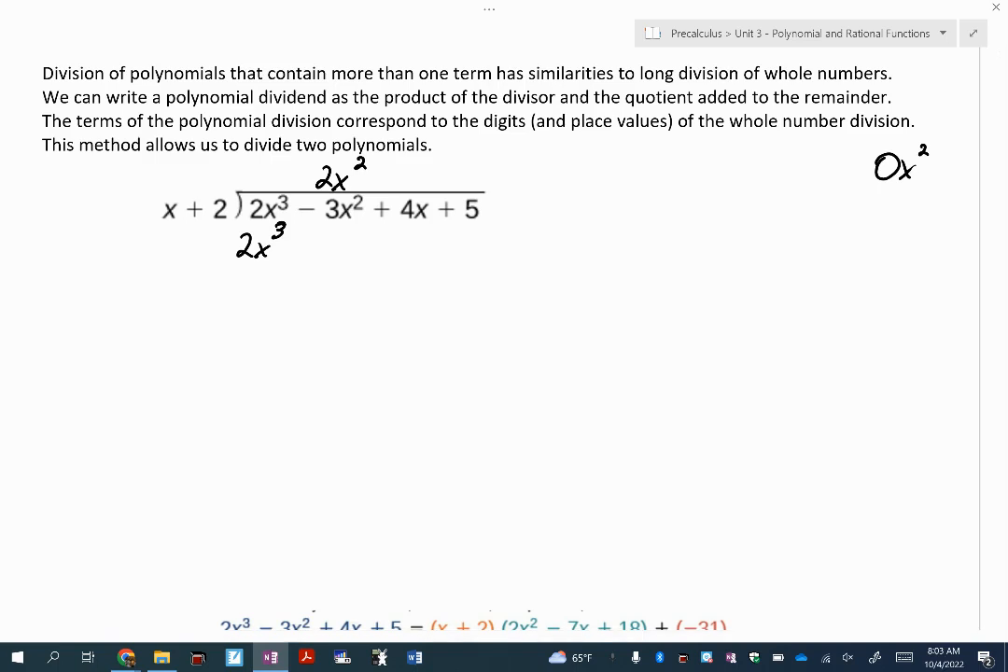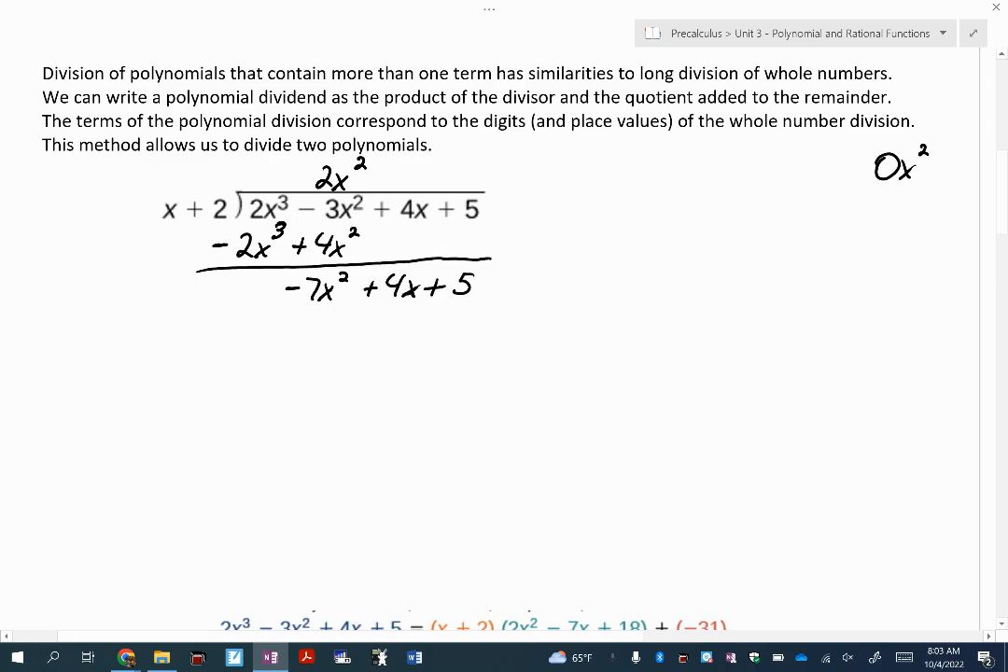Now in this case, my divisor has a second piece, right? It has that plus 2 on the outside. So I need to multiply 2x squared times 2, which is plus 4x squared. So I'm going to subtract, just like I did before. That's going to be 0. Negative 3x squared minus 4x squared is negative 7x squared. And I'm going to bring down the 4x and the 5.